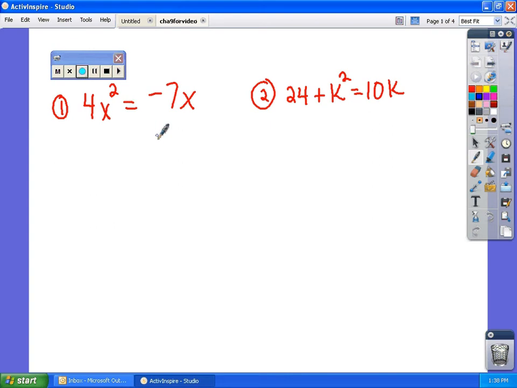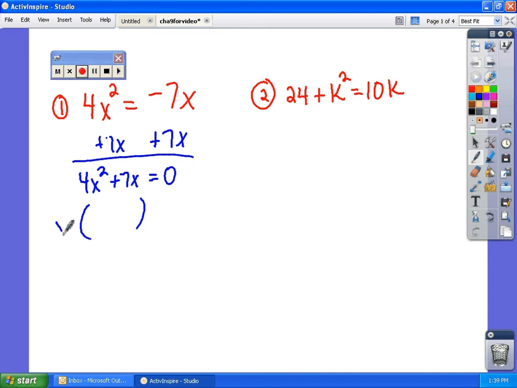I got to get it equal to 0, so I add 7x on both sides. That leaves me with 4x squared plus 7x, which equals 0. Now I got to factor that side. Well, it's a binomial that has a common factor. So I'm going to factor out the x, which is the greatest common factor between these two terms. I'm left with 4x plus 7, which equals 0.